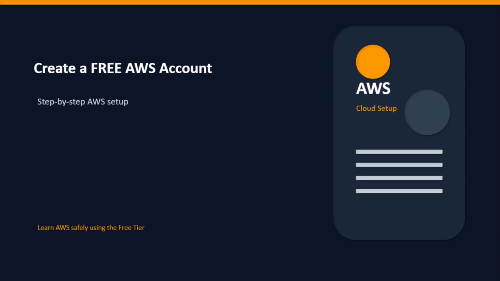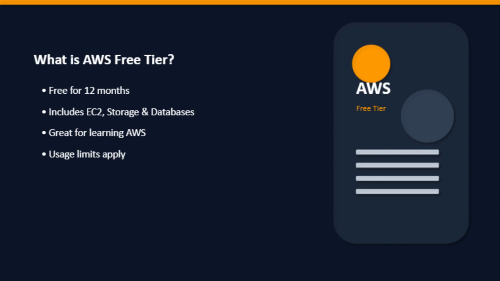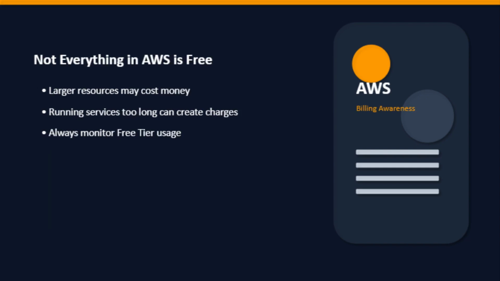So let's jump in. Now, before creating the account, let's quickly understand what AWS Free Tier actually is. AWS provides certain services for free for new users, usually for the first 12 months after creating the account. This includes services like EC2 instances, storage, databases, and other beginner-friendly resources. But here's the important part. Not everything inside AWS is free. If you accidentally launch larger resources or leave services running for too long, you may start getting charged without realizing it. That's why understanding Free Tier is extremely important for beginners.